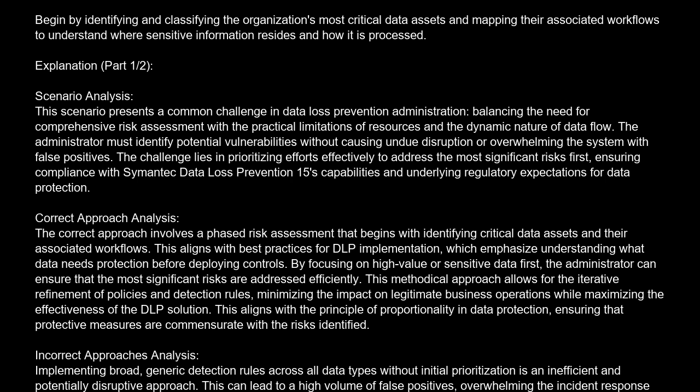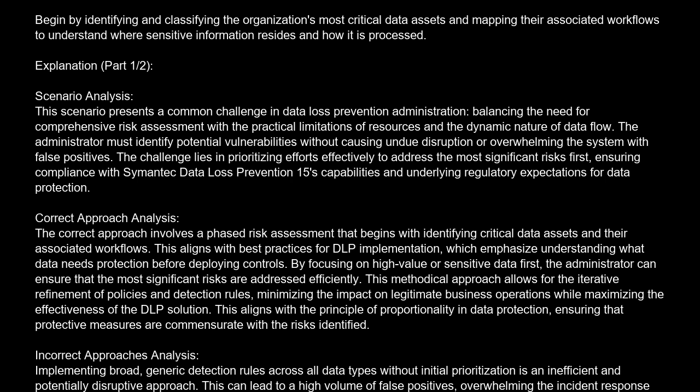Correct approach analysis. The correct approach involves a phased risk assessment that begins with identifying critical data assets and their associated workflows. This aligns with best practices for DLP implementation, which emphasize understanding what data needs protection before deploying controls. By focusing on high-value or sensitive data first, the administrator can ensure that the most significant risks are addressed efficiently. This methodical approach allows for the iterative refinement of policies and detection rules, minimizing the impact on legitimate business operations while maximizing the effectiveness of the DLP solution.